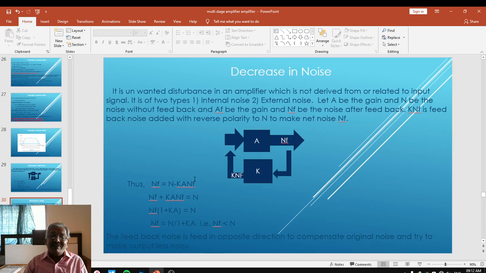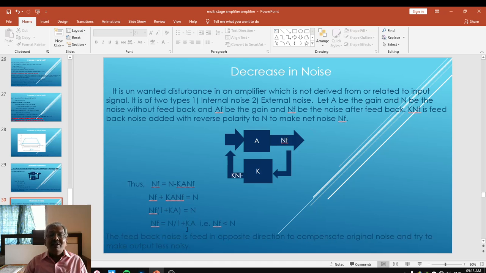K into NF is the feedback signal. It is amplified by the gain A so as to generate K into A into NF signal. If it is subtracted from the original noise, capital N, the resulting noise will be the noise after feedback, that is NF. Transfer K into A into NF to the left side, so it becomes positive. NF plus K into A into NF equals capital N. Take NF common, so that NF into 1 plus KA equals capital N. Therefore, NF equals N upon 1 plus KA.